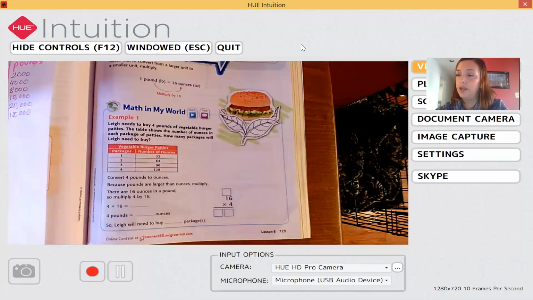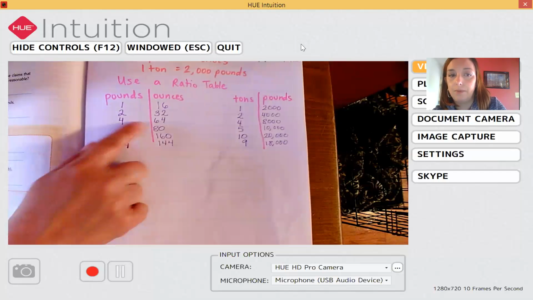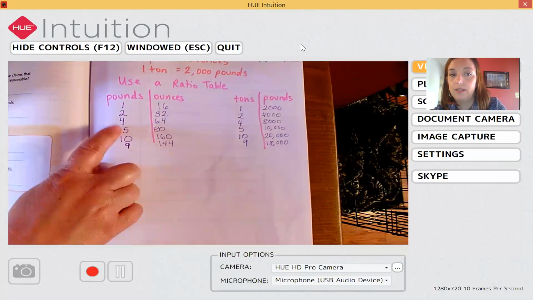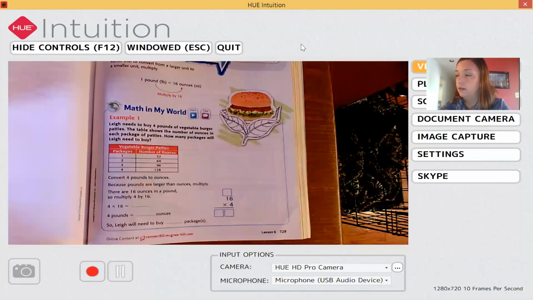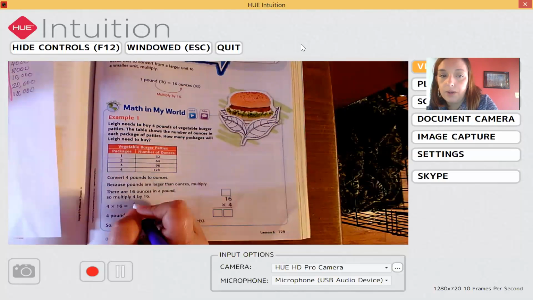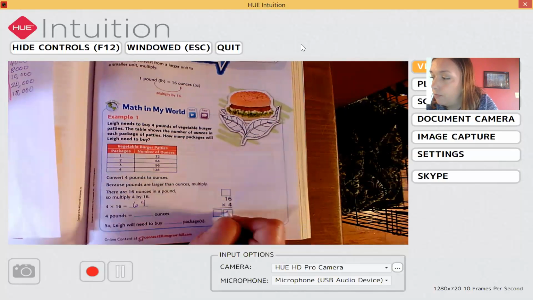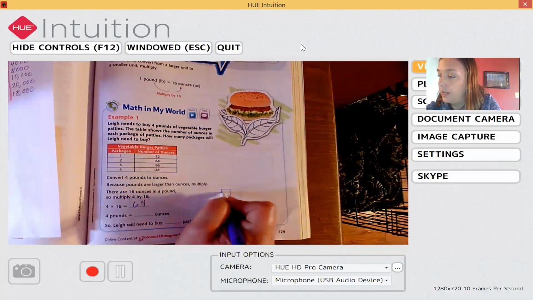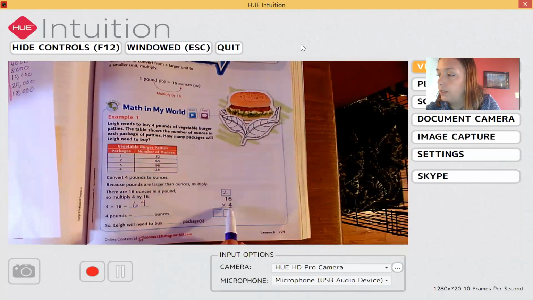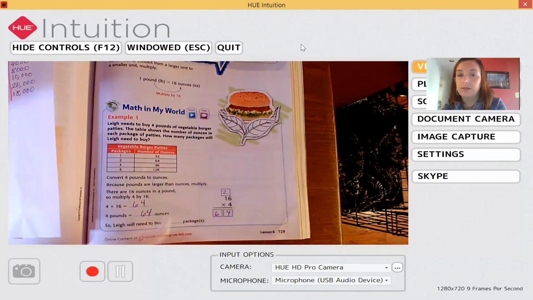And if we do that, we already actually have that on our ratio table, okay? 4 pounds is 64 ounces, okay? 4 times 16 is 64. We can prove it by going 6 times 4 is 24. We carry that 2 over. 4 times 1 is 4 plus 2 is 6. So 4 pounds is 64 ounces, okay? So she needs 64 ounces.